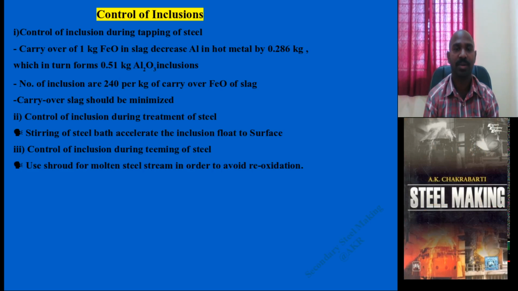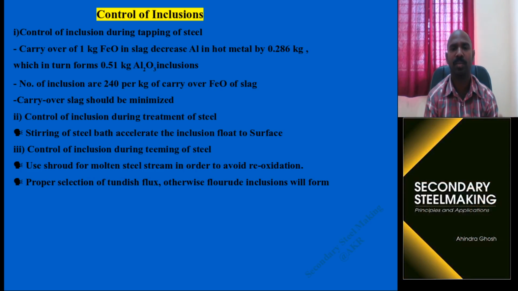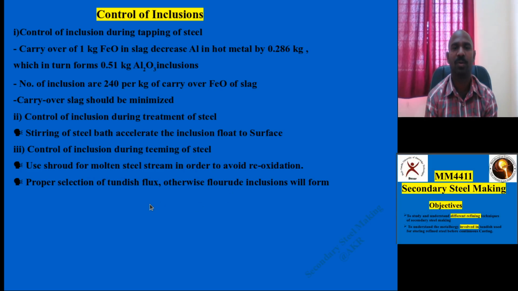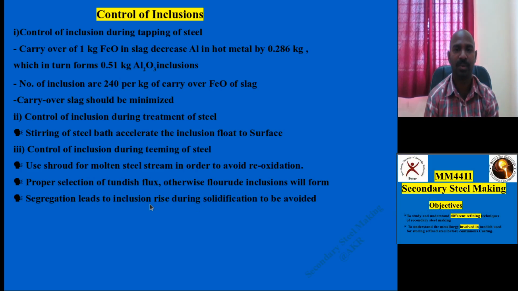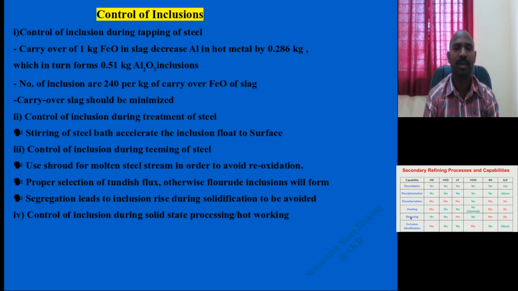If you use shroud, the reoxidation, renitrogenization, and hydrogenization can be avoided. And if you use proper tundish slag, you can avoid the fluoride slag. Fluoride inclusions may form, so you use the proper oxide such as CaO flux. Segregation, if it occurs in the casting steel also, leads to inclusion formation. It needs to be avoided.